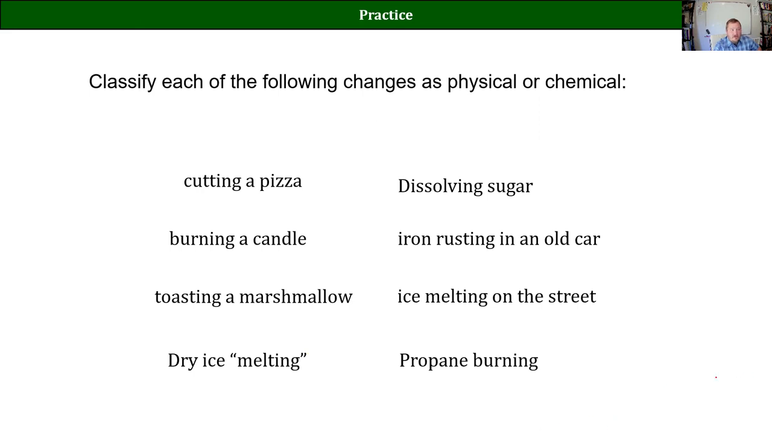So you cut a pizza. Is that a physical change to the pizza or a chemical change? Physical. Yeah, we can't really uncut a pizza, but at the same time, it's still pizza. We didn't change what it was. We didn't change anything about the pizza. We just took it and put it in smaller pieces.